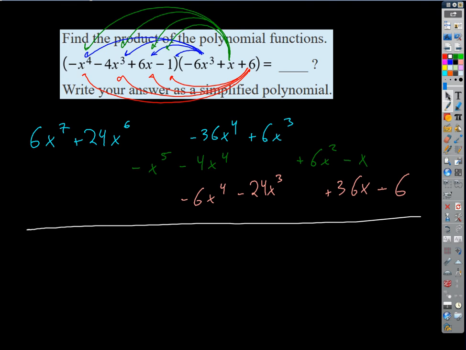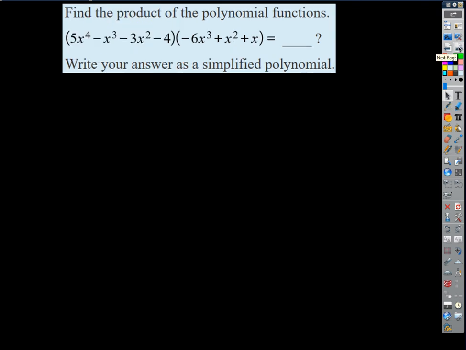There's another way to do this too. Take your pick. This is the way I typically do it. But there's another way that you might like. We could multiply this polynomial times this one, and I can write these both out including zero coefficients. So I'm going to leave spaces and I'll actually write the zeros this time. So I've got a 5x to the 4th minus x cubed minus 3x squared plus 0x minus 4.